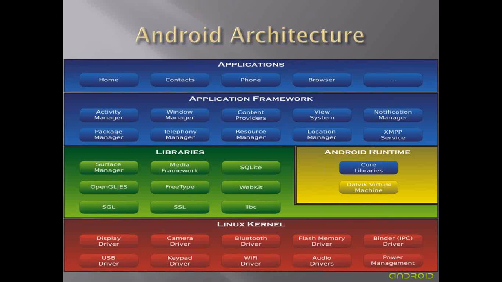Let's see what exactly the Android architecture is. It seems too huge an architecture, but it is very simple and easy to understand, even for a layman. I will guide you through this slide. The bottommost one is the Linux kernel. The Linux kernel is the bottommost layer of the Android OS, and it interacts with the hardware of the device.